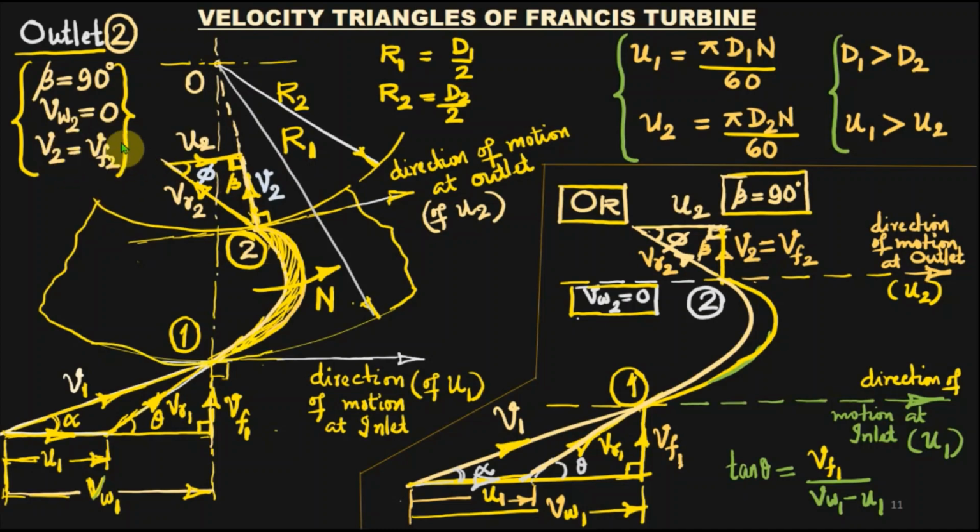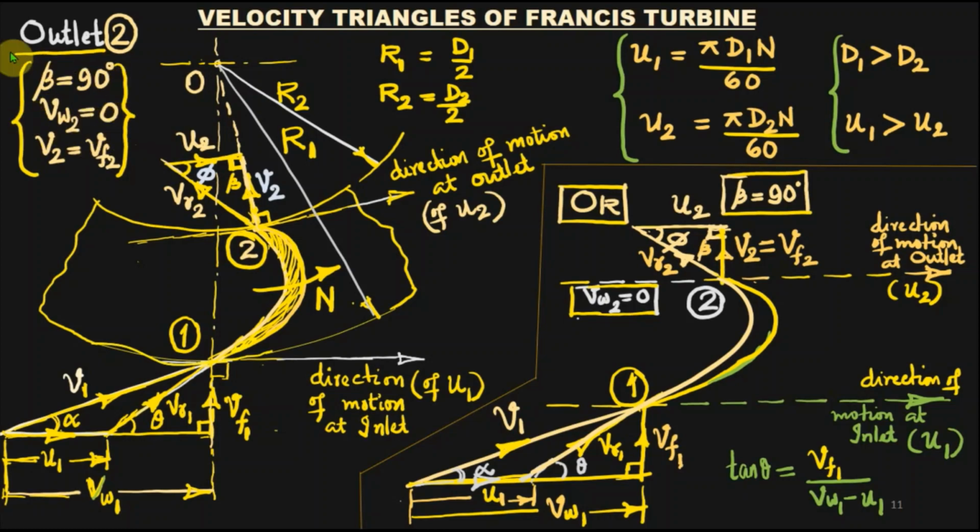See, velocity of flow means it is a component of the absolute velocity perpendicular to U2. So here the entire component V2 is perpendicular to U2. So that itself is equal to VF2. And moreover, you know that VF2 is equal to V2 sine beta, and beta here is 90. So V2 sine 90 is V2 itself, and V2 here is equal to VF2 then. And VW2 is equal to V2 cos beta. Beta is 90, so cos 90 is 0.